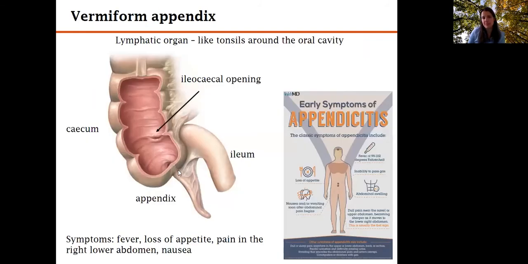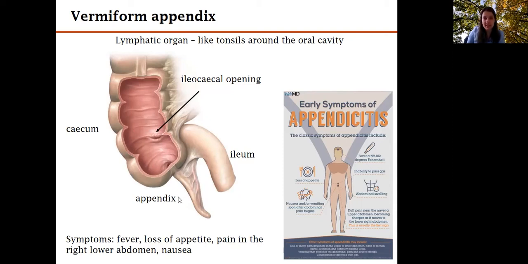So the appendix is an important lymphatic organ. It is actually like the tonsils around the oral cavity. And we need this because we have different bacteria in the large intestine and the small intestine, and this lymphatic organ will prevent infections in this area. Okay, and as you may know, the appendix gets inflamed quite easily.